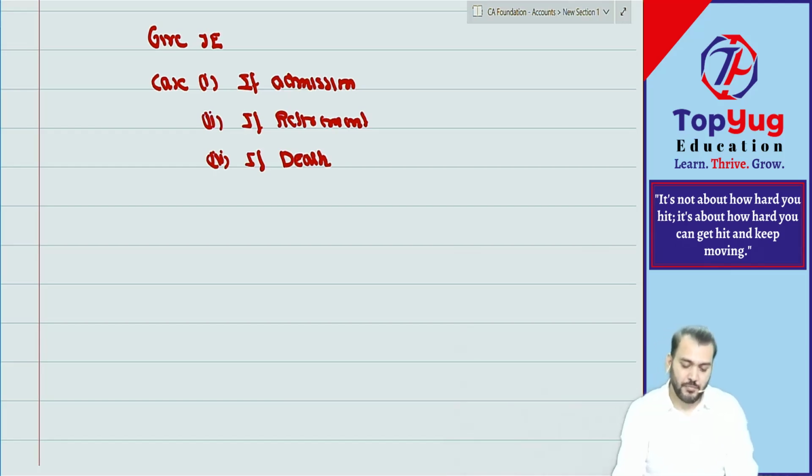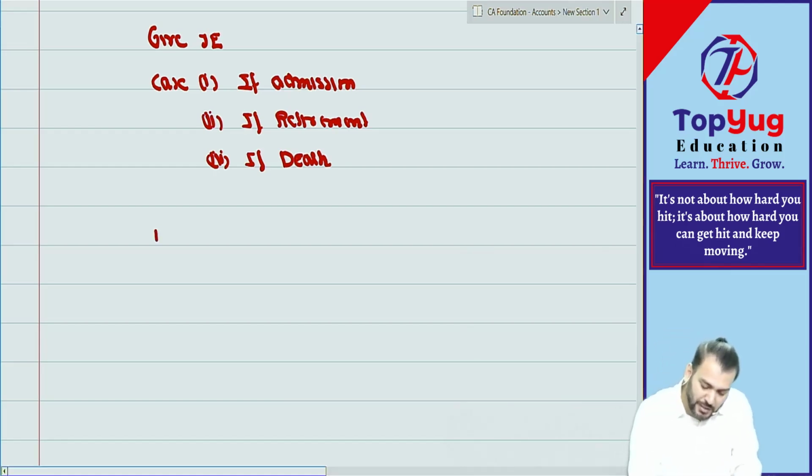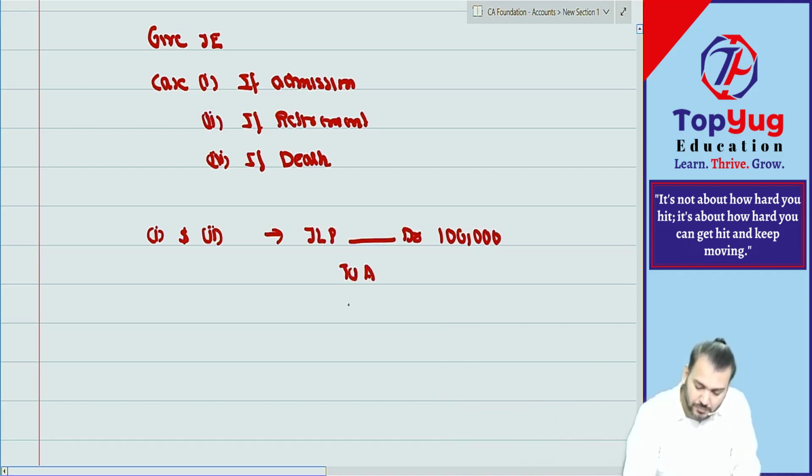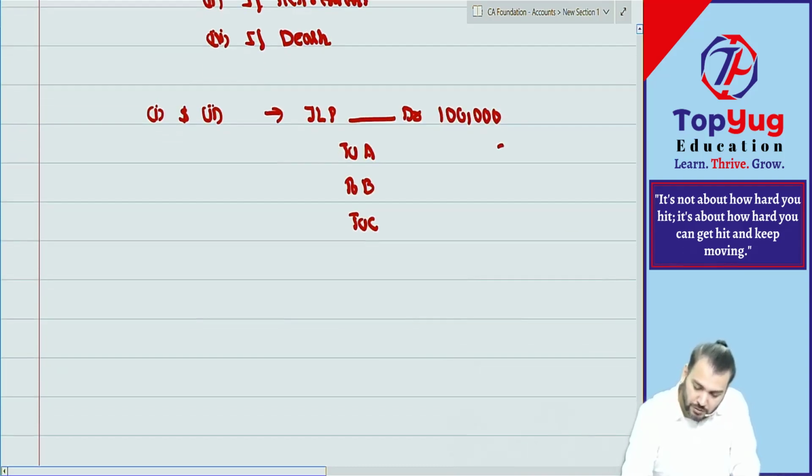Done? Are retirement and admission the same for the journal entry? Tell me, JLP account debit how much? 1 lakh, right? To which partners? To A, B and C. In which ratio? 3:4:4, so it will be 30,000, 40,000, 40,000. Everyone has done this only.